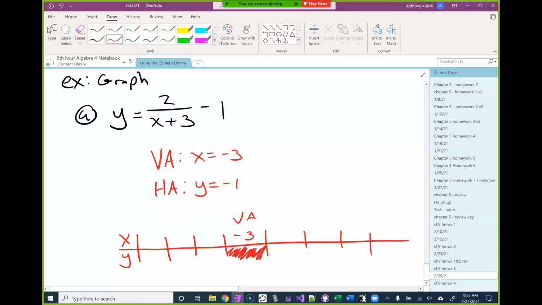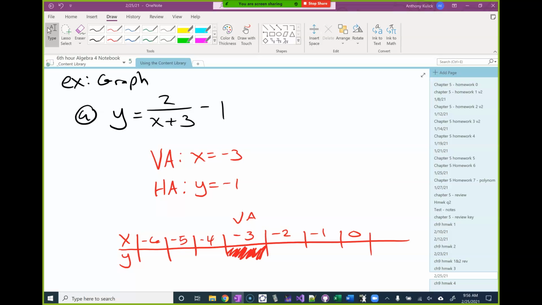And now I'm free to pick my x's, just as long as 3 of the x's are less than -3 and 3 of the x's are bigger than -3. I'm just going to pick the obvious ones. No need to make this complicated. Pick numbers that are easy to deal with, that are relatively close to that vertical asymptote. Typically, the closer you pick your points to your vertical asymptote, the better off you're going to be.